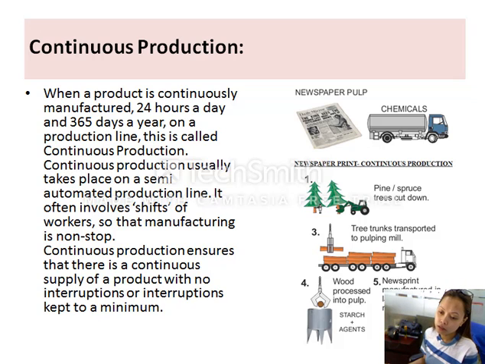When a product is continuously manufactured 24 hours a day and 365 days a year on a production line, this is called continuous production. Continuous production usually takes place on a semi-automated production line. It often involves a shift of workers so that manufacturing is non-stop. Continuous production ensures that there is a continuous supply of a product with no interruptions, or interruptions are capped to a minimum.